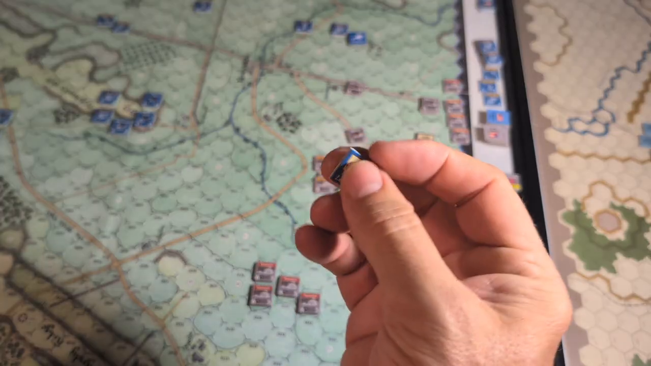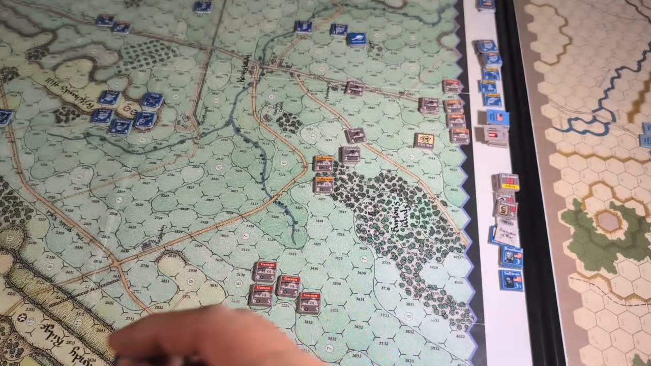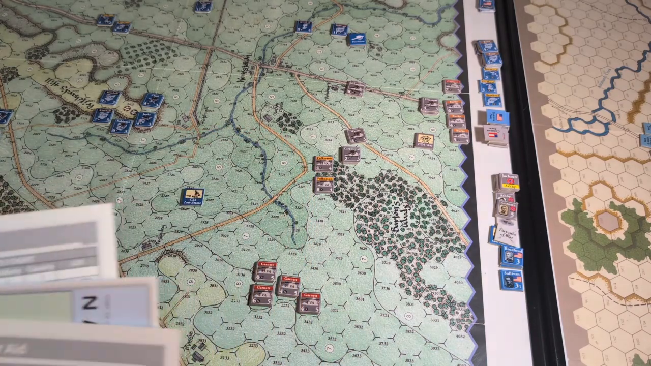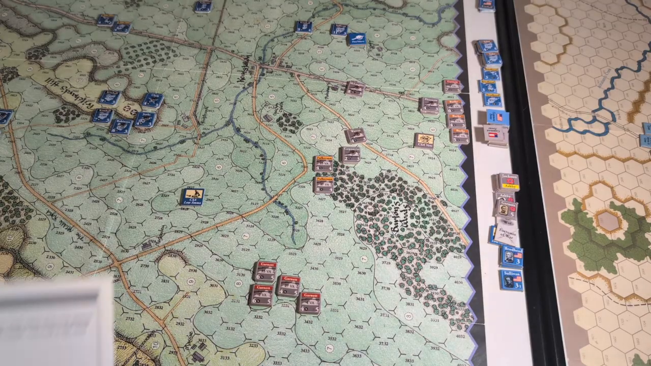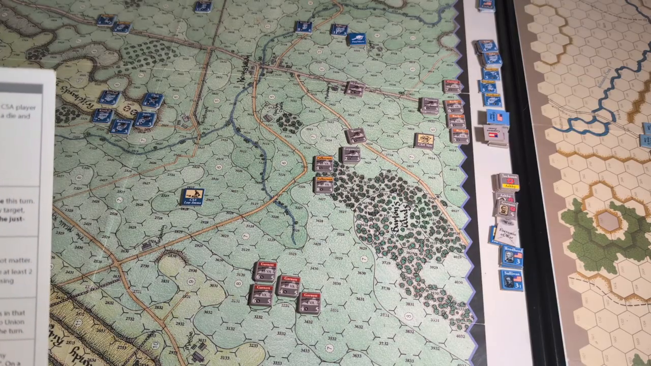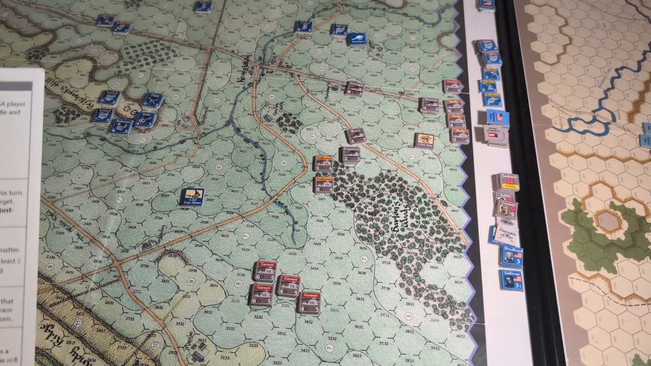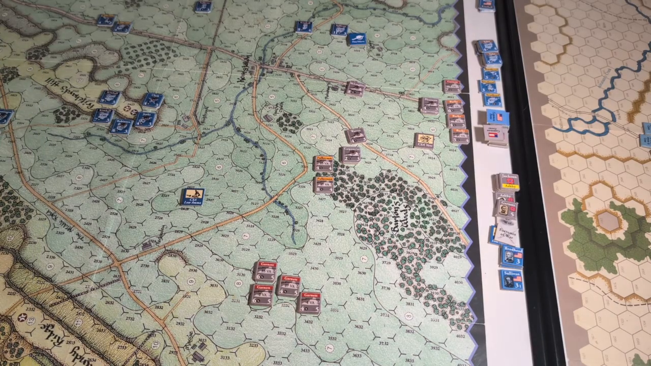Next, so we have CSA low ammo. Okay, with that, immediately place a low ammo marker, if available, on a CSA unit. Unit will now have a 2-column shift to the left applied to all fire combats. Okay, and of course they want to put it on McLaughlin because he has such a high.